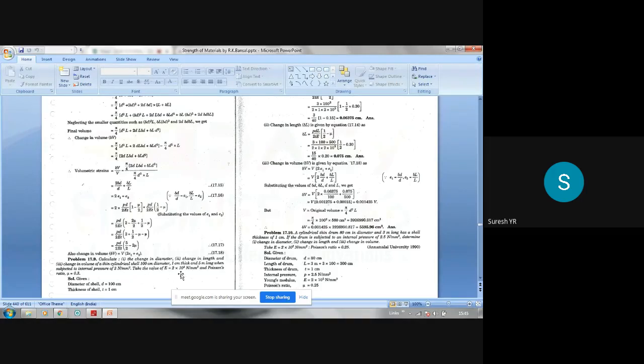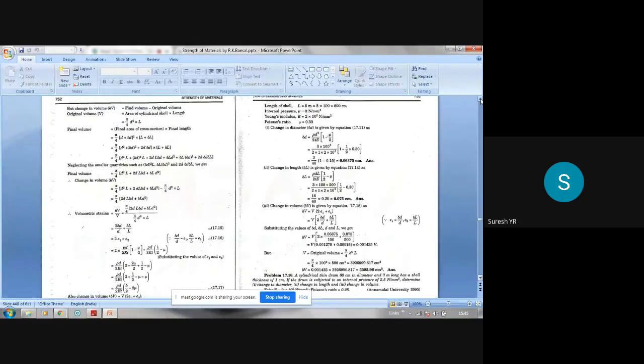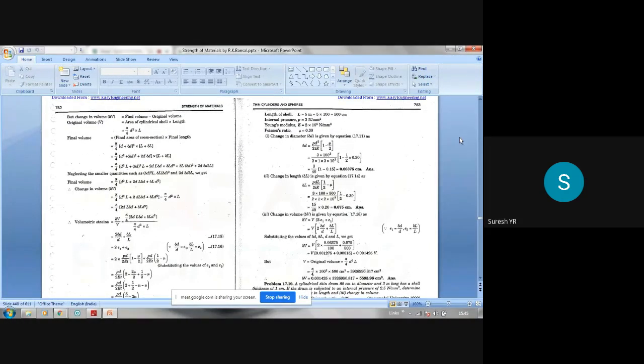Take the value of E as 2 into 10 power 5 Newton per mm square and Poisson's ratio mu as 0.3. That is steel. Of course, this problem he has done in centimeters, but I advise you to do it in millimeters. So D becomes 1000 mm, T becomes 10 mm, and L, which is 5 meters, becomes 5000 mm. Internal pressure 3 Newton per mm square, Young's modulus 2 into 10 power 5 Newton per mm square, Poisson's ratio 0.3. Now directly you can use those formulas.